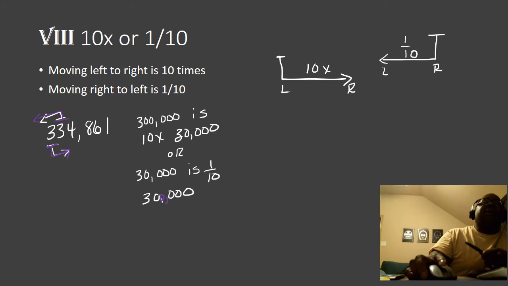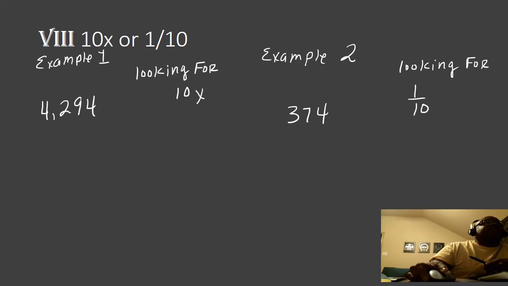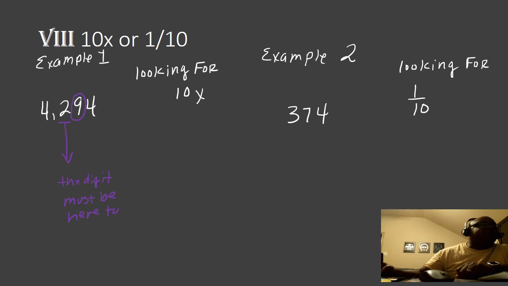Now, let's look at another scenario, because they can present 10 times or 1/10 to you in a lot of different scenarios. So now, our third example is saying, what if we're looking for 10 times? And let's say that we're trying to find a number that is 10 times this 9 that we have right here. So I'm going to circle that 9. And if we're trying to find something that's 10 times, well, to be 10 times 9, or this 90, it has to be to the left of it. So we underline it, arrow down, and we're saying that the digit must be here to be 10 times.